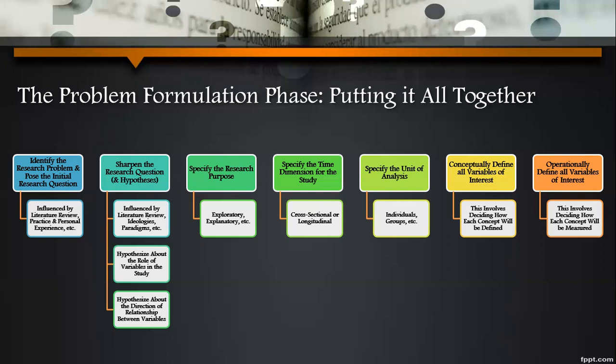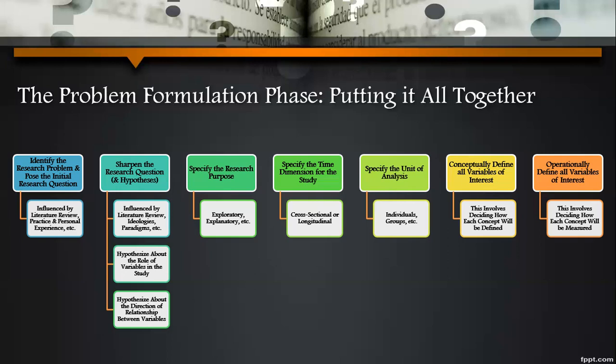So we talked about sharpening the research question, but in some studies, some researchers include research questions, some include hypotheses, and yet still some include both research questions and hypotheses. So it's important to understand both. But in the problem formulation phase, we are sharpening the research question, but we're also formulating and sharpening hypotheses as well. And so we know that this whole sharpening process is influenced by the literature review.